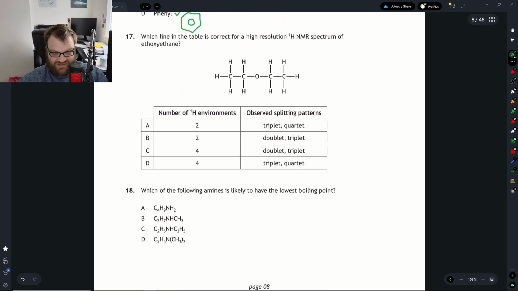Moving down to question 17. Here we're looking for our different environments that we would have.